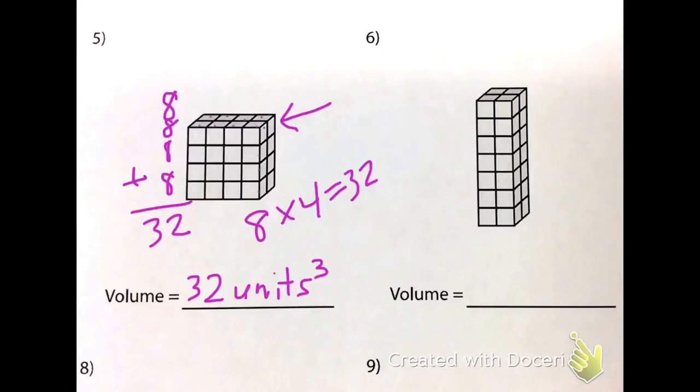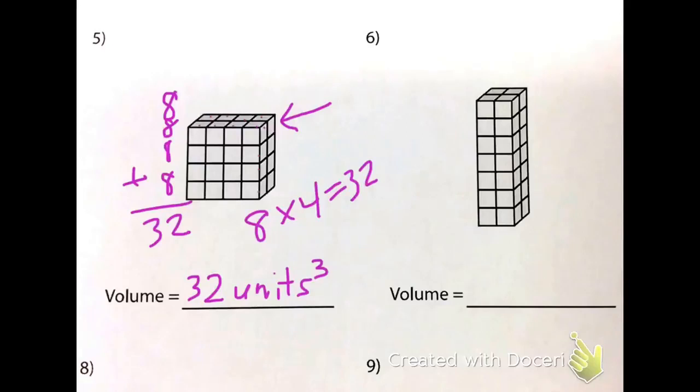So 32 units cubed. Again, it's very important to have that 3. That 3 represents that it's a 3D figure, and we multiplied those 3 dimensions together. A way to remember it is V3, or remember that since we're talking about 3D objects, we need that 3 there.